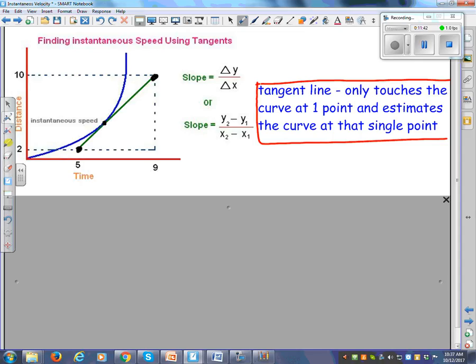So this point right here is at 9, 10. This point right here is at 5, 2. And so what is this tangent line going to be? I got my slope formula. It's going to be 10 minus 2, change in y's, over change in x's, 9 minus 5. 10 minus 2 is 8. 9 minus 5 is 4. 8 over 4 is 2 meters per second. That is what the instantaneous velocity is.